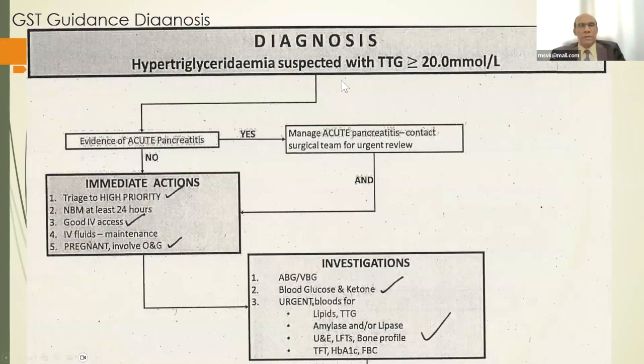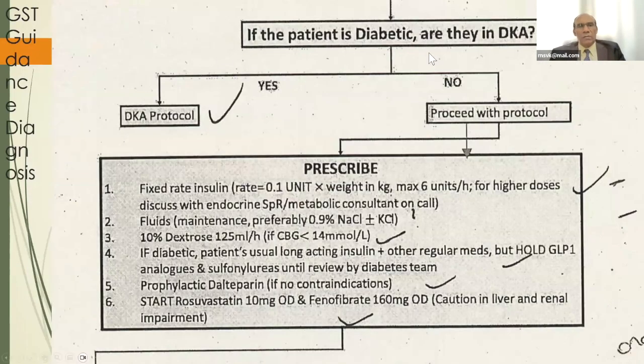So this is the flow chart the tertiary center has given to us. If you suspect hypertriglyceridemia more than 20 millimoles, first rule out acute pancreatitis. If yes, refer to the surgical team. If no, then set up an IV cannula, fluids and bloods, and refer to the obstetric team, with full lipid, coagulation, urea and electrolytes and full bloods. And then the next question is diabetes. If the patient is diabetic, follow the diabetic protocol. If not diabetic, then prescribe fixed rate insulin, fluids, normal saline with potassium, and 10% dextrose.